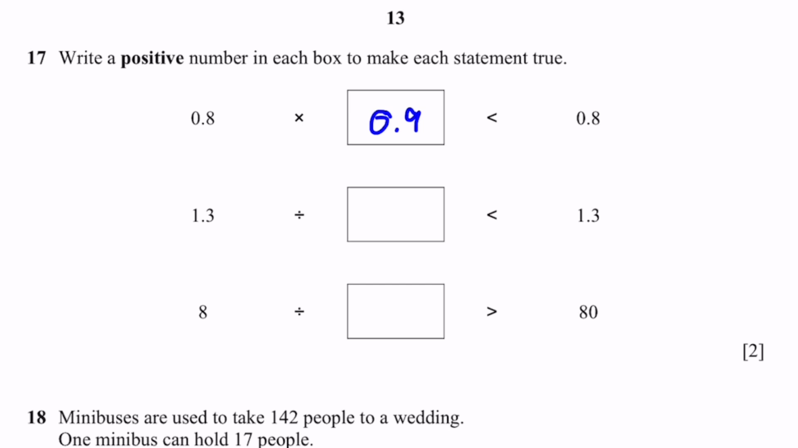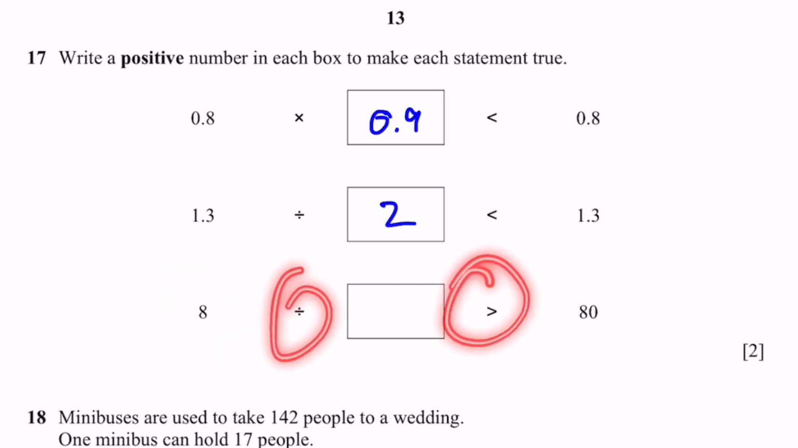So which number is in the blank? It's any number which is greater than 1. So I'm just going to put 1.3 divided by 2 is less than 1.3. Now 8 divided by something is greater than 80.